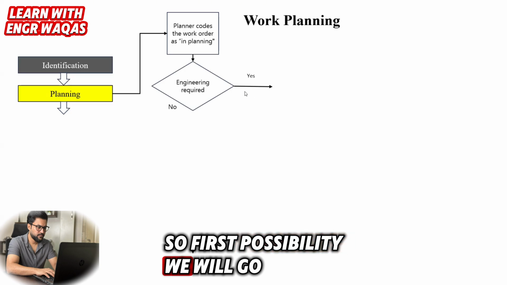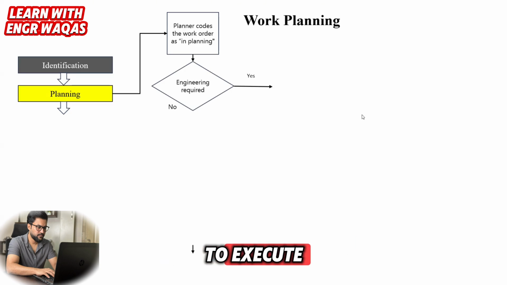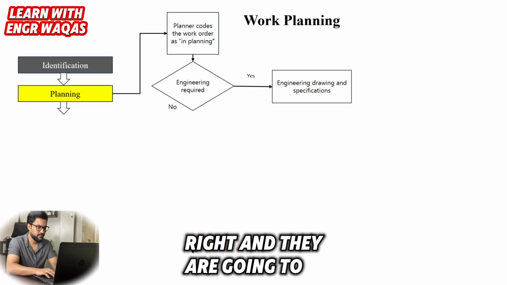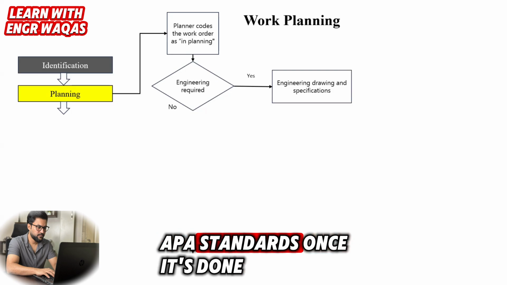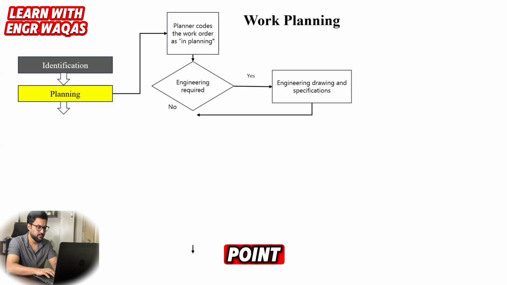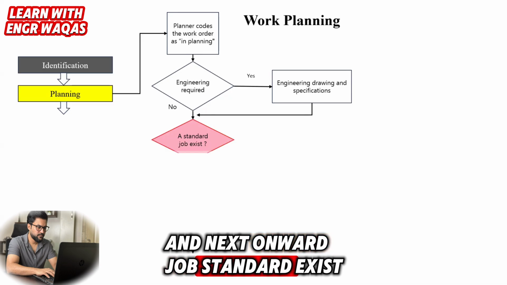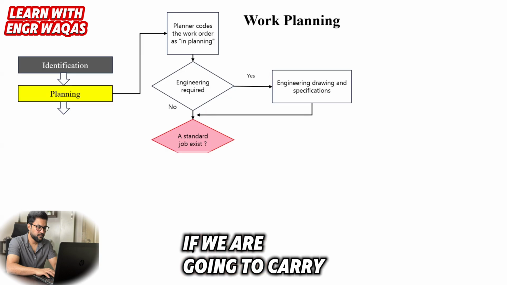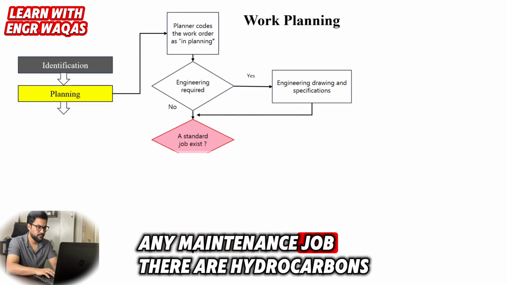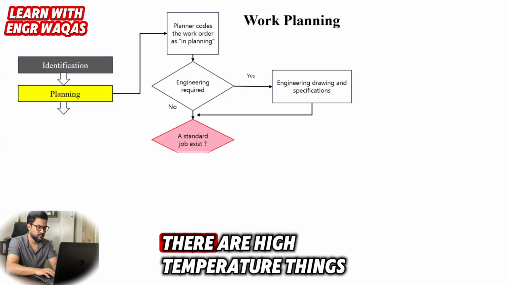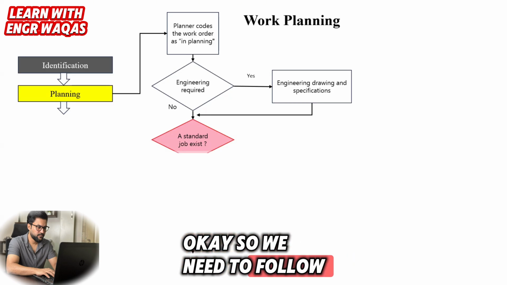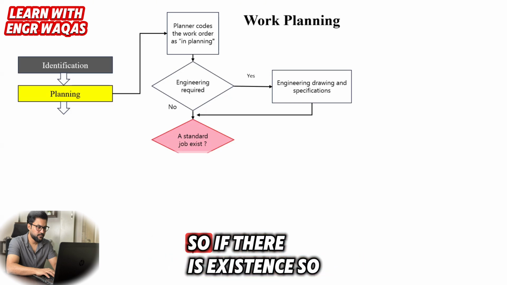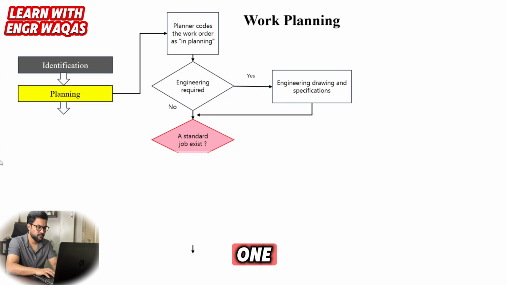So the first possibility we will go through: yes, we need a drawing to execute that work. For the engineering drawing, you are going to contact your designers, and they are going to mention the specification and API standards. Once it's done, you come back to the same point, and next, job standard exists. What does it mean by standard job exists? If we are going to carry out any risky or maintenance job, where there are hydrocarbons, high pressure valves, high temperature things, we need to always follow the recommended procedures to maintain that equipment. So if one exists, we need to follow it.